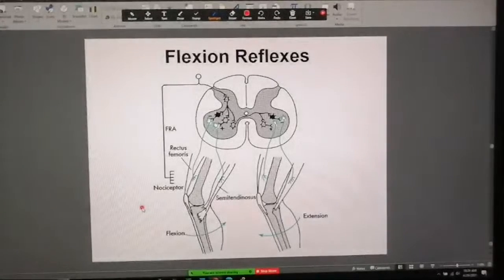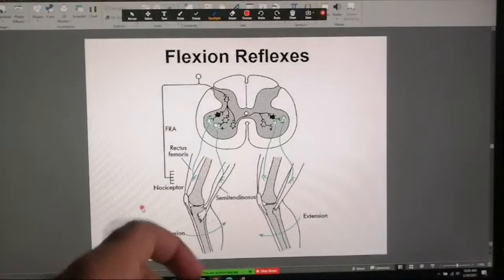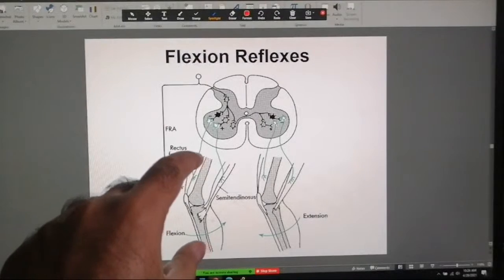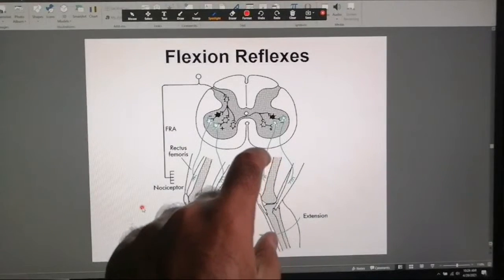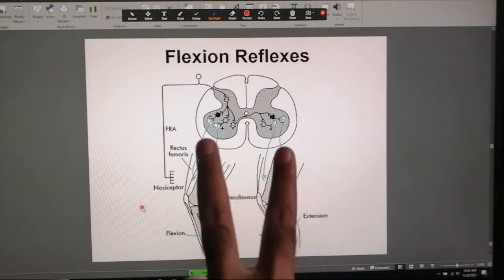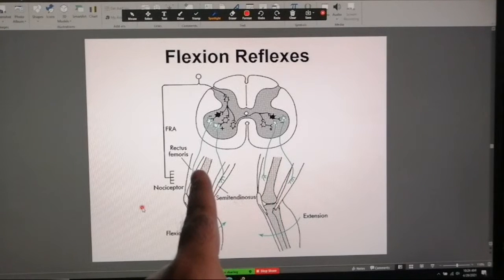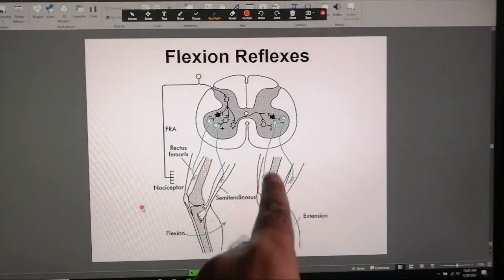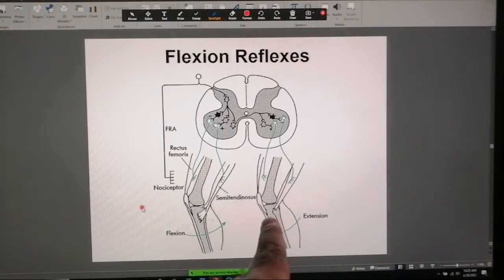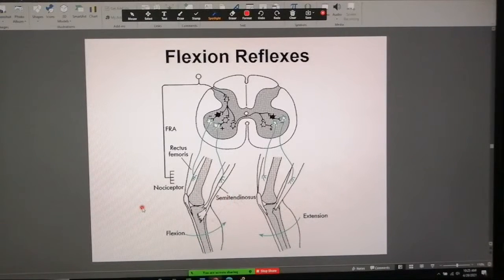Good. So all you have to do now is flex this. This is a good way of understanding this rather complicated diagram. All you have to do is flex this limb and extend this limb. Why do I want to extend this limb? To keep the balance. If you flex this, you may be hopping on one limb. Guess which limb that would be? This one. So this needs to be locked into extension to give you stability so that you can pull this limb away. Simple, right?